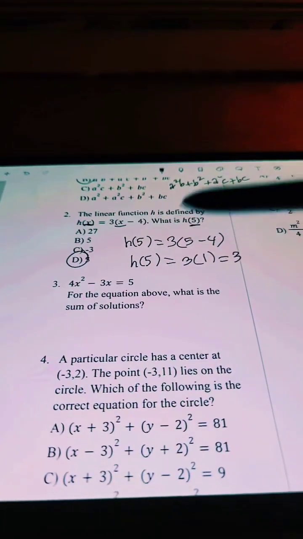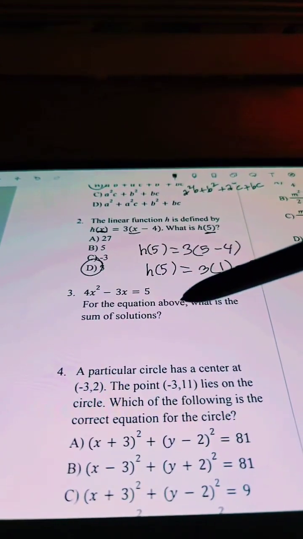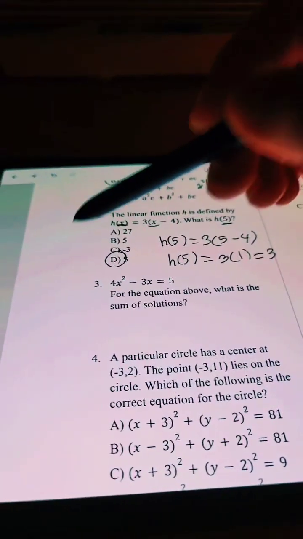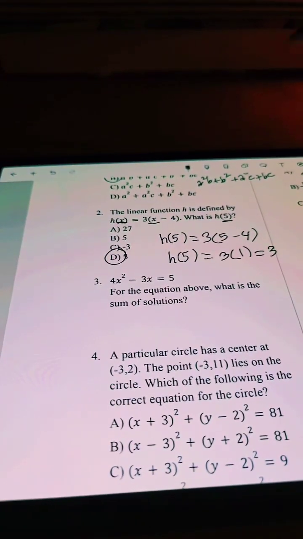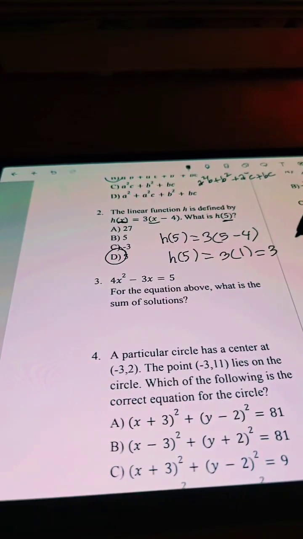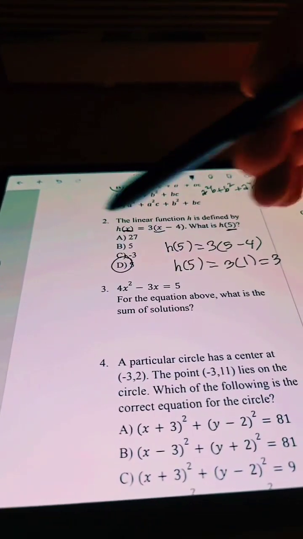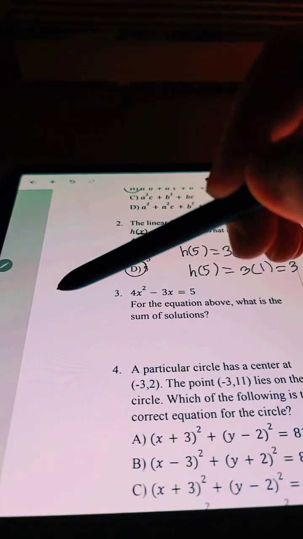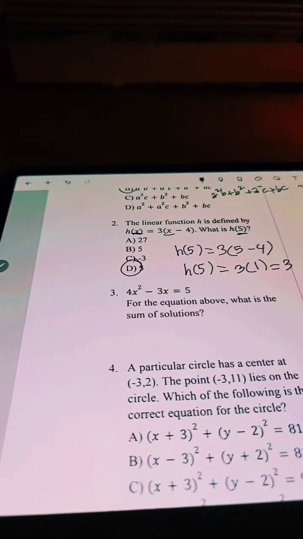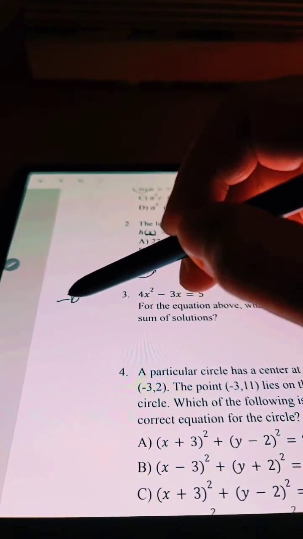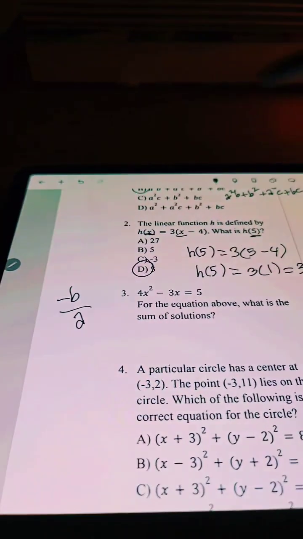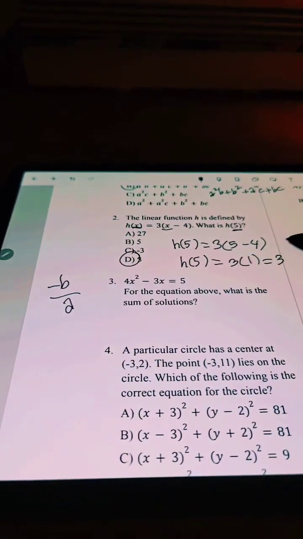Okay, now let's go and do number 3. So this is asking for sum of solutions. Sum of solutions is a formula. I mean, technically you could find each of the solutions and add them up, because it's the sum of the solutions, but that's way too much work when you can just memorize a formula. So the formula for sum of solutions is just negative b over a.